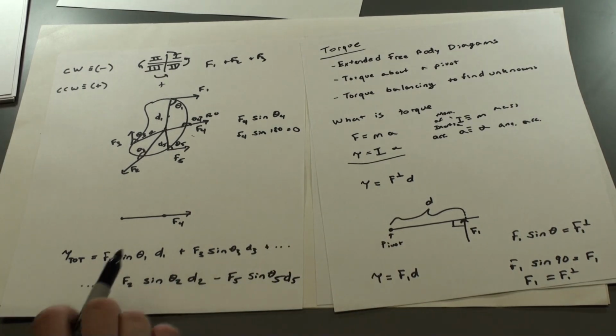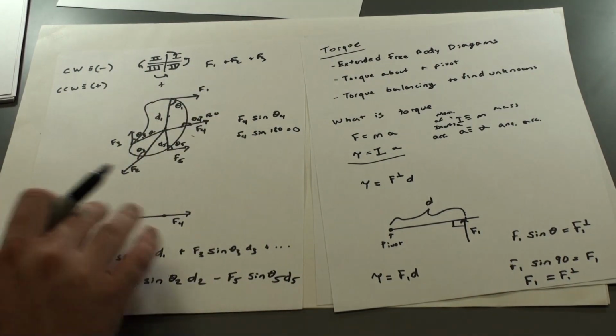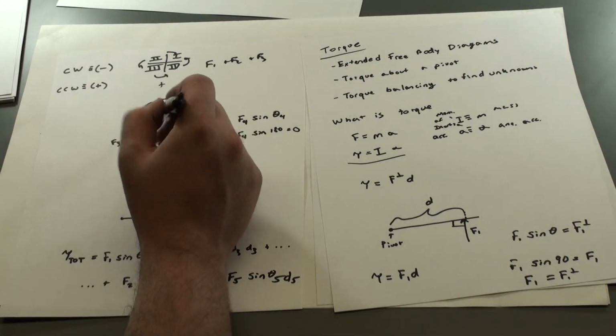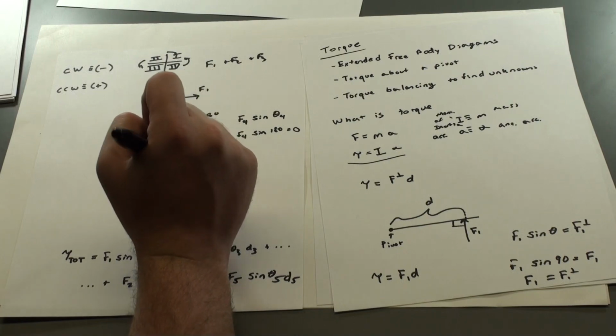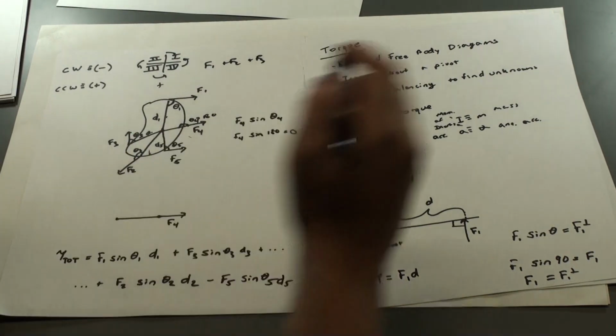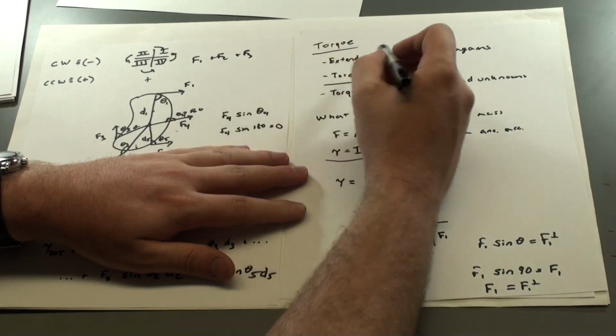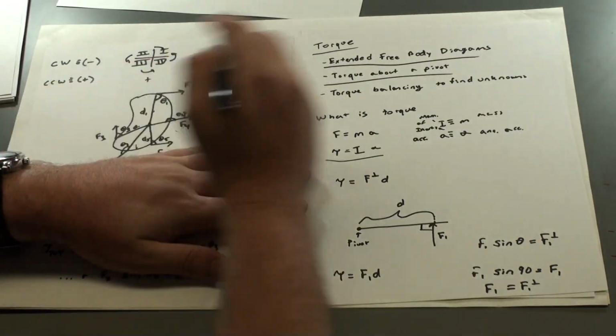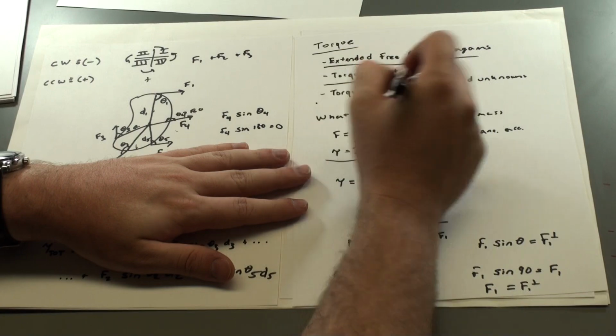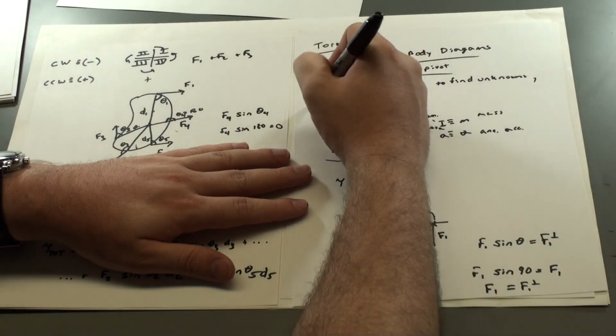That would be the total torque acting around this silly looking extended free body diagram. Okay, so that takes care of, what have we talked about? We've talked about torque about a pivot, we've talked about extended free body diagrams, and now we need to talk about torque balancing to find unknowns.